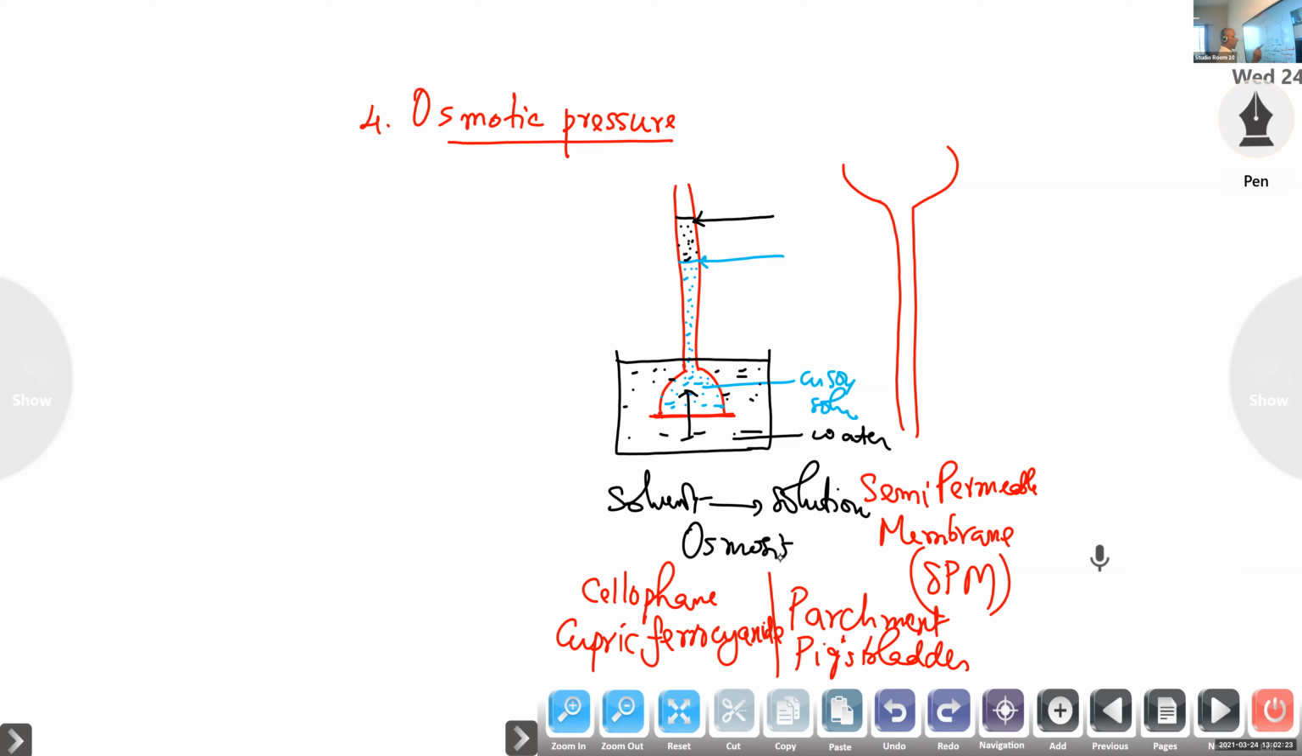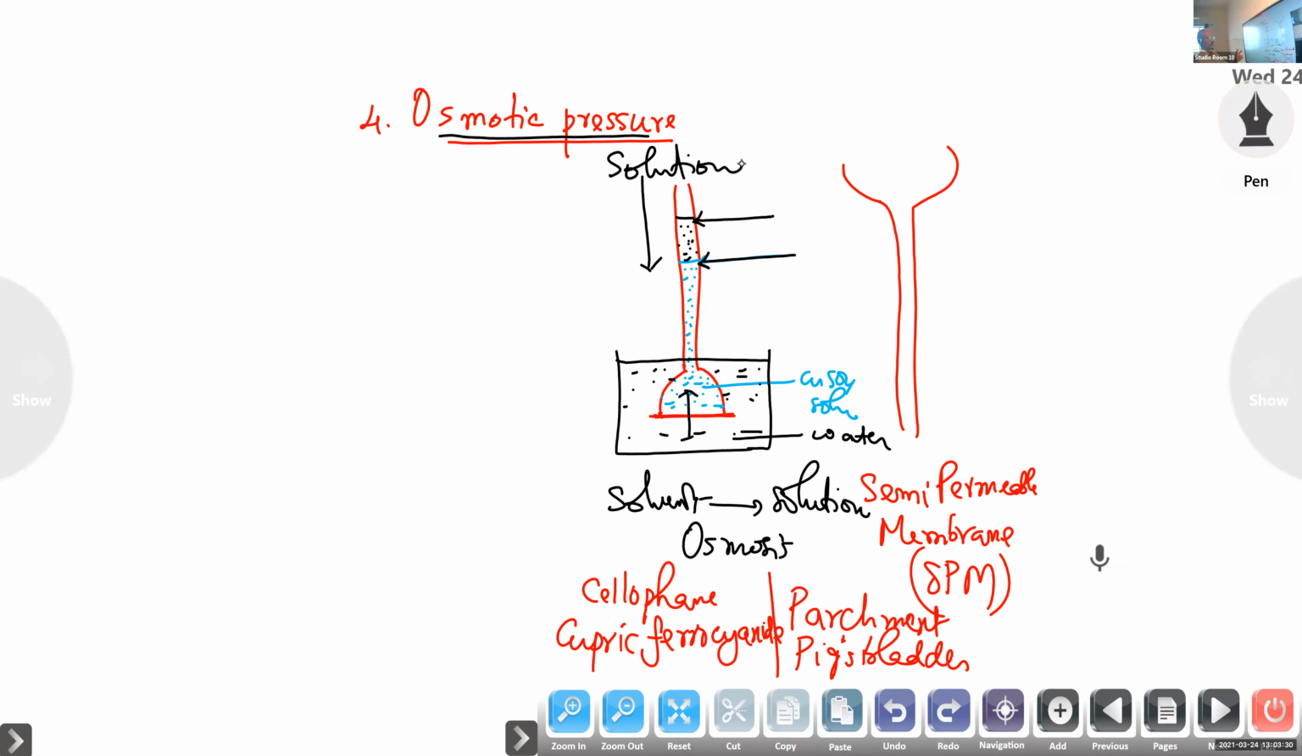Now, if we want, we can apply a pressure on the side of the solution just to prevent osmosis. That pressure is called the osmotic pressure. If osmotic pressure is applied, we can keep the solution level constant. There is no rising up and no change of the solution level. So the minimum pressure to be applied on the side of the solution just to prevent the process of osmosis is called osmotic pressure.